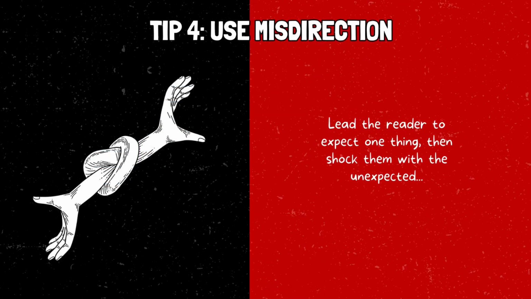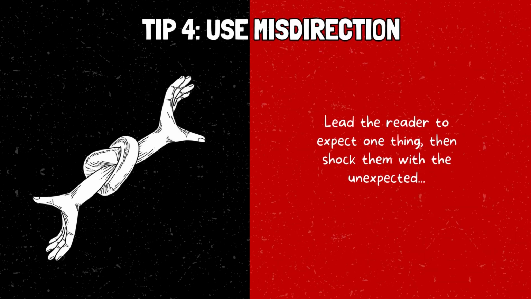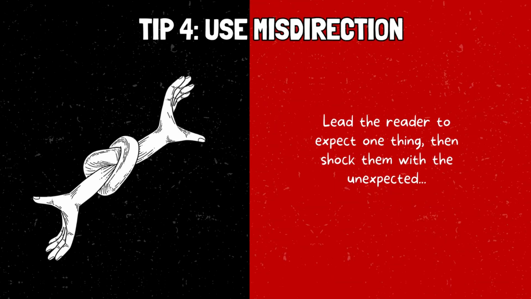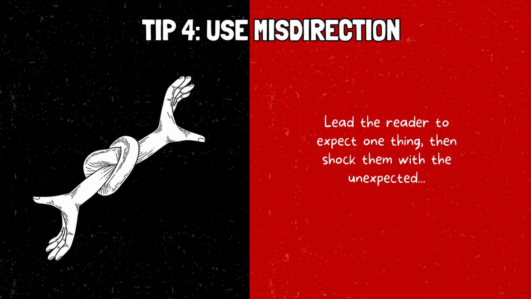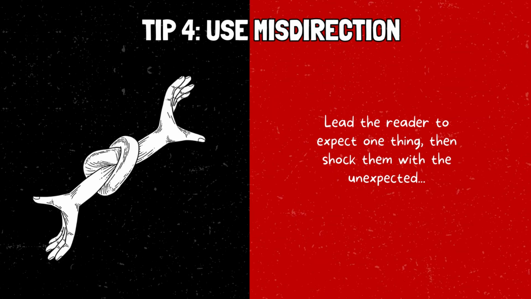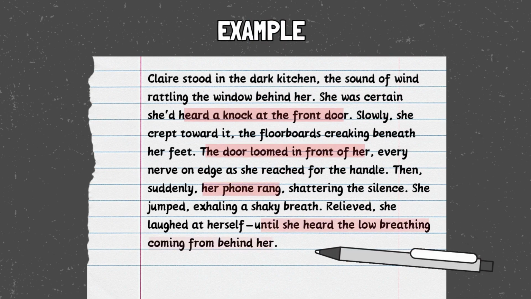Tip 4. Use misdirection. Lead the reader to expect one thing, then shock them with the unexpected. This could be a false sense of security or focusing attention on one threat while the real danger creeps in unnoticed. Take a look at this example.